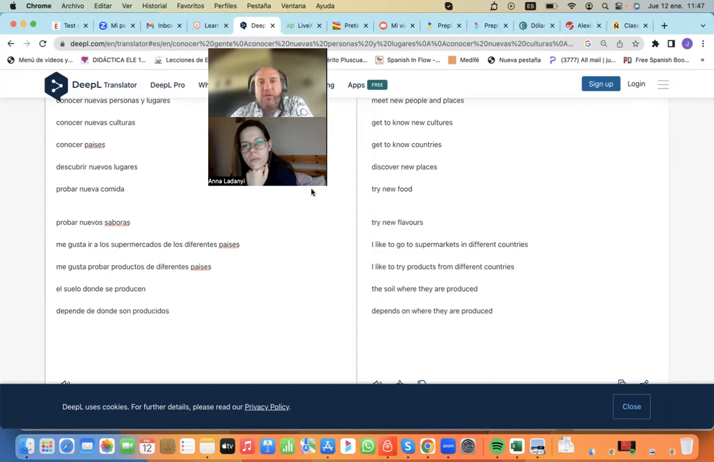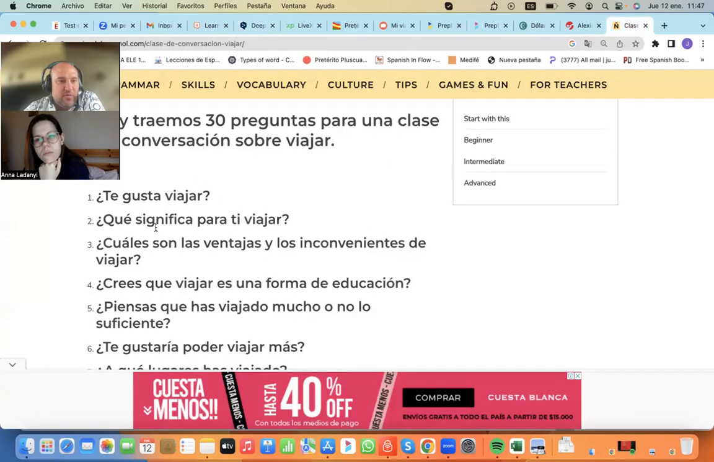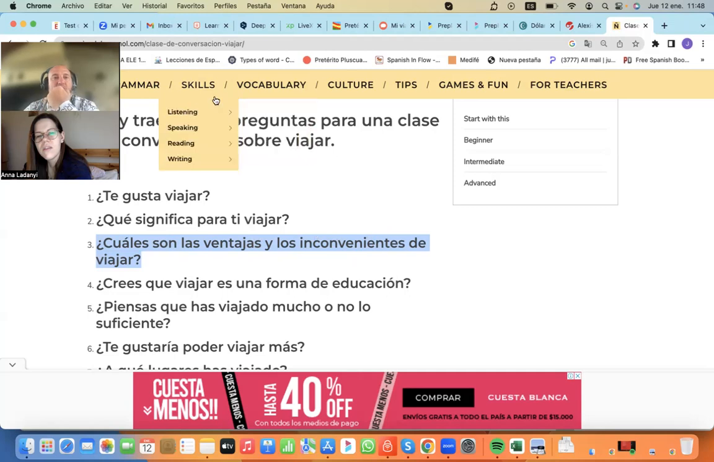Ok, muy bien. Go back here to... ¿Cuáles son las ventajas e inconvenientes de viajar? I don't know, traveling, I guess. El avión y... yeah, ventajas is advantages. And inconvenientes is inconvenience or disadvantages, the opposite, okay? So what do you think are the advantages or disadvantages of traveling?